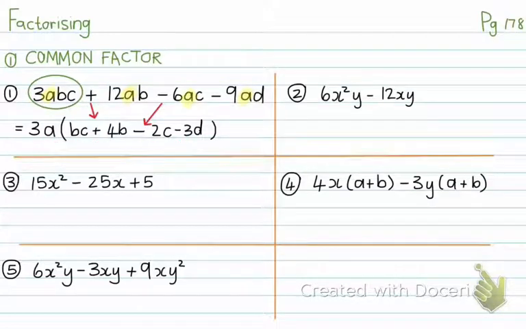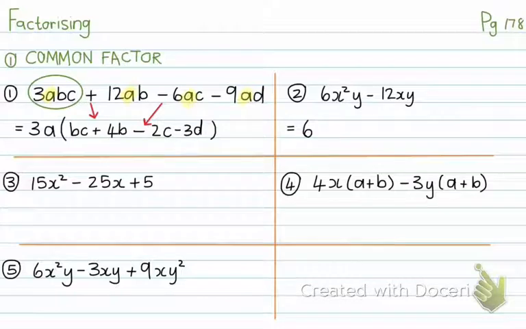Here in question number 2, we have two terms in the expression. So in the answer, in the brackets, there also have to be two terms. Right. Now between 6 and 12, what is the highest common factor that I can take out? I hope you all agree with me that it is 6.